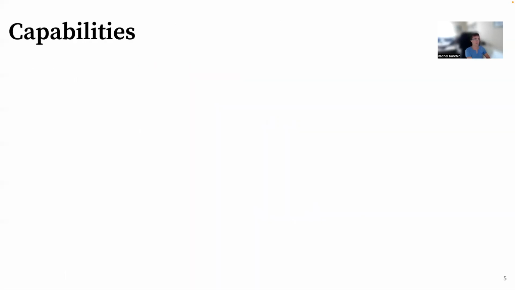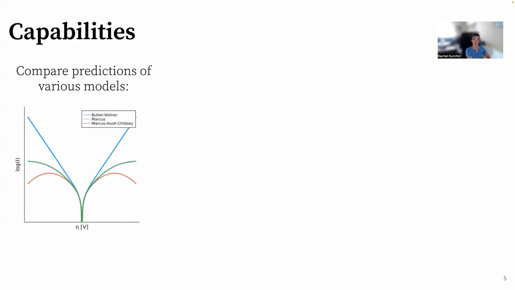So what are the capabilities of this package? Well, of course, we can compare the predictions of various models. So we can construct these different models and predict the current as a function of overpotential and make what's called a Tafel plot here. So the log of the net current flowing as a function of the overpotential that we apply, either positive or negative.